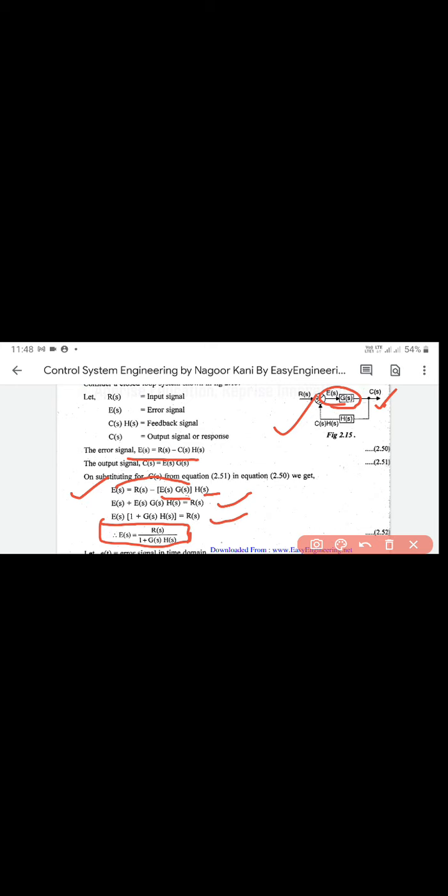Now based on this formula, we always want the values in the time domain. So applying the inverse Laplace here, E of t is equal to Laplace inverse of E of s, that is nothing but Laplace inverse of R of s by 1 plus G of s into H of s.